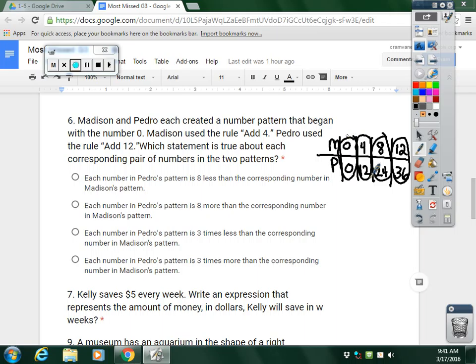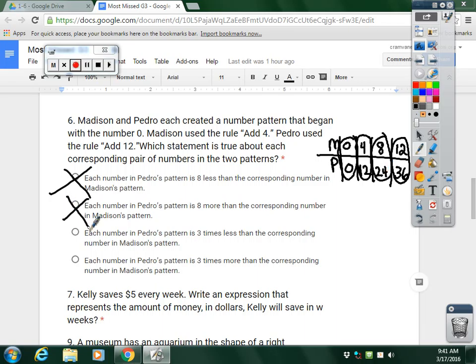So 12 minus 8 is 4, but 24 minus 8 is not 8. Okay, that one's not true. Each number in Pedro's pattern is 8 more than the corresponding number in Madison's, okay? Let me see here. 8 more than 4 plus 8 is 12. 8 plus 8 would be 16. This one's not true, okay?